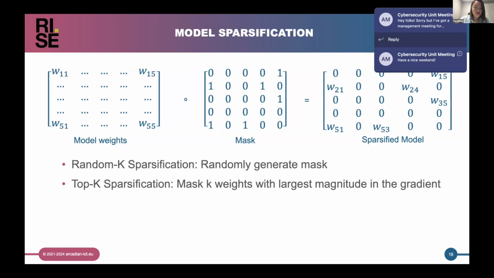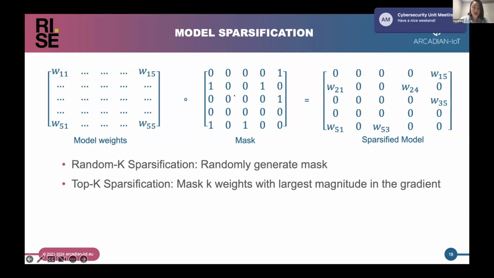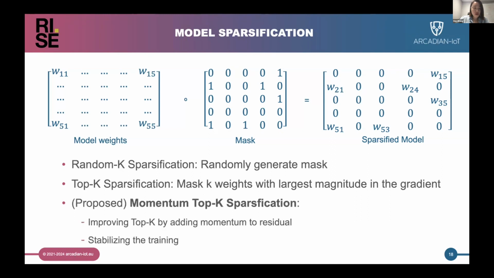For example, the first one is random-k sparsification, which means a randomly generated mask with k weights being masked. The second one is top-k sparsification, which is more advanced because it masks the k weights with the largest magnitude in the gradient. But still, it is not really practical, because the weights with the largest magnitude keep contributing to the peers, and some weights are never going to be shared with the peers, so there will be some problems.